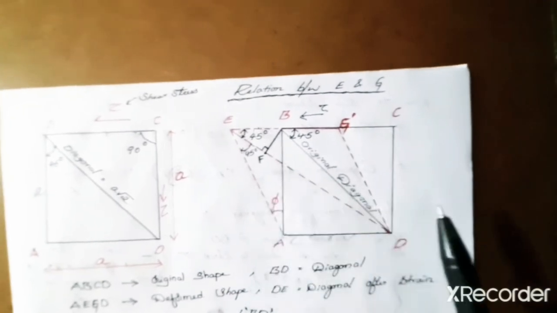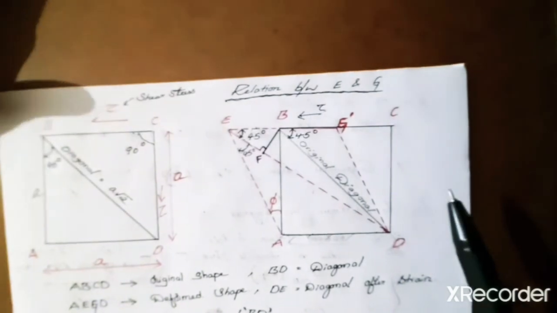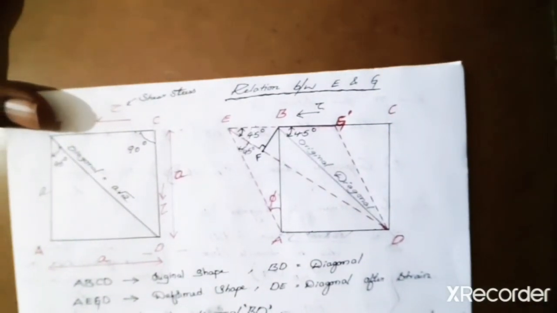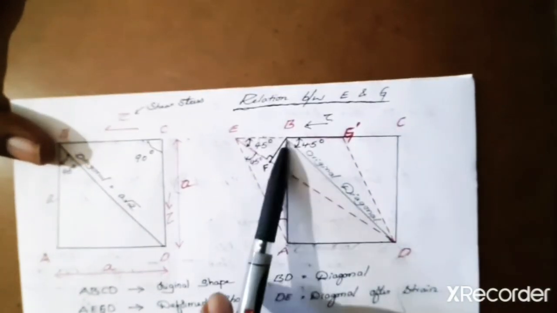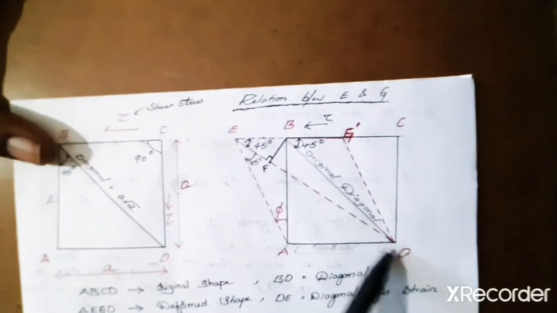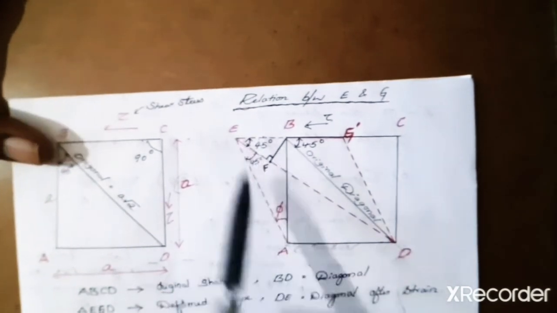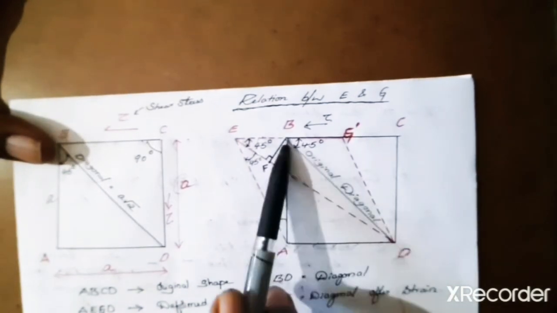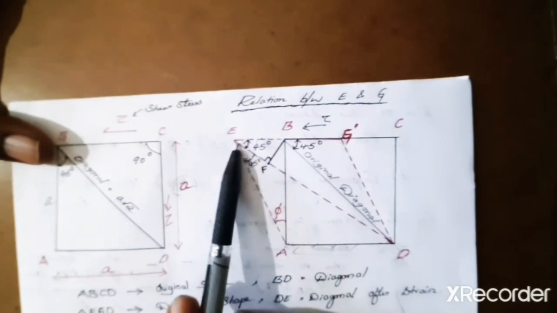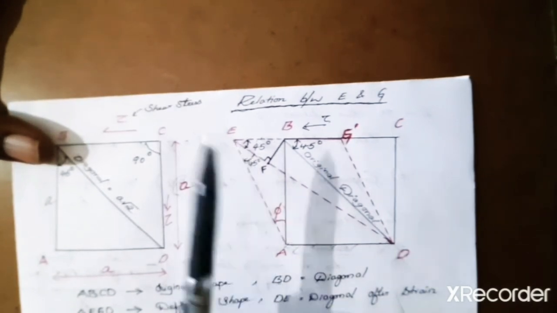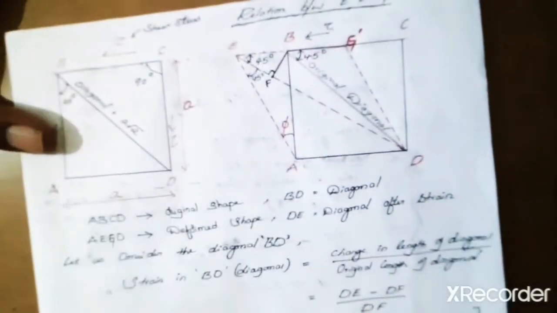So in order to calculate strain, we have a very simple expression. What is that? Change in length of the diagonal divided by its original length. So see here, DB is the original length, whereas DE is the diagonal after deformation. The difference between lengths DB and DE is the change in length of the diagonal, divided by the original length of the diagonal, DB. Let me show you by deriving it.